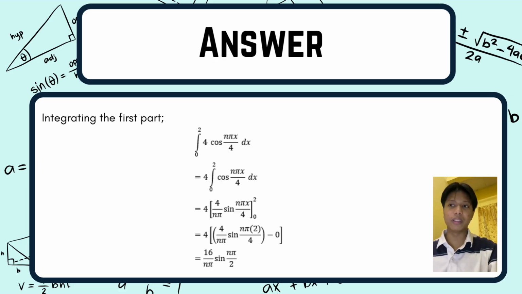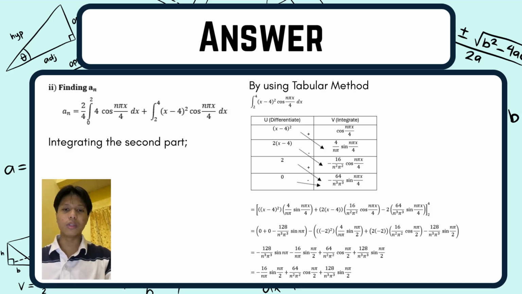By integrating the first part, integration from 0 to 2, 4 cos(n pi x over 4) dx, we get the answer, which is 16 over n pi sin(n pi over 2). For the second part, since the integration consists of an algebraic function and a trigonometric function, we can use the tabular method to find the integration from 2 to 4, (x minus 4) squared cos(n pi x over 4) dx. After using the tabular method, the answer is negative 16 over n pi sin(n pi over 2) plus 64 over n squared pi squared cos(n pi over 2) plus 128 over n cubed pi cubed sin(n pi over 2).